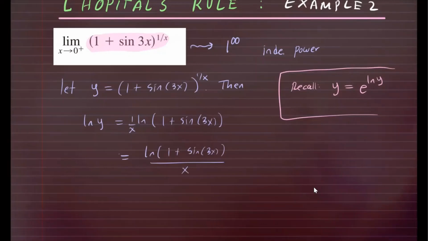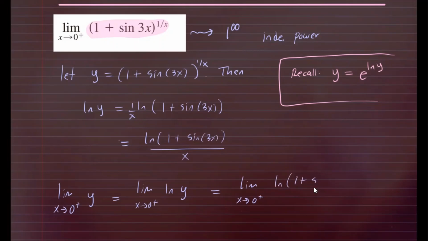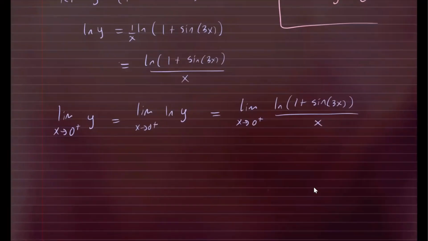So now that's where I'm going to sub into my limit. So we're taking the limit of this function, which we're calling y. So we're really taking the limit as x approaches 0 from the right of y. Well, what is y? Well, y, when you take the natural log, it looks like this. So I'm going to replace it with that. So we're really taking the limit as x approaches 0 from the right of ln of y, and ln of y is represented by that simplified version. So this is the limit as x approaches 0 from the right of ln of (1 plus sine of 3x) over x.